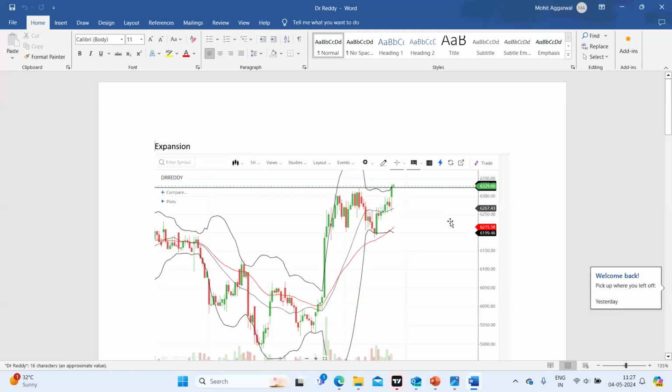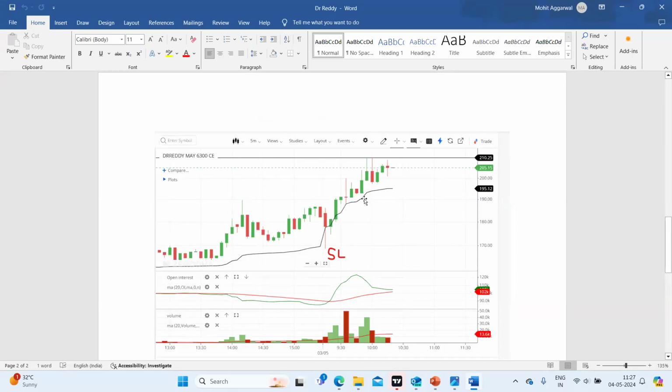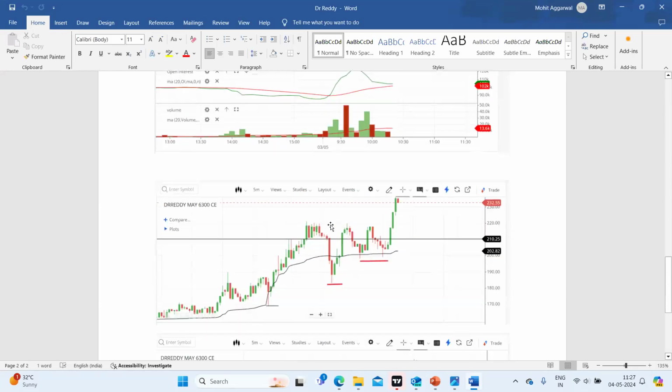This is yesterday's, sir. So basically I take the chart and mark the first swing low. See, my entry was about 210, of this 6300. My stop loss was this first swing low, which is around 168, but I was lucky enough that after some time the price just gyrated there and my stop loss got tightened automatically. So ultimately I added to my positions here again on this move.